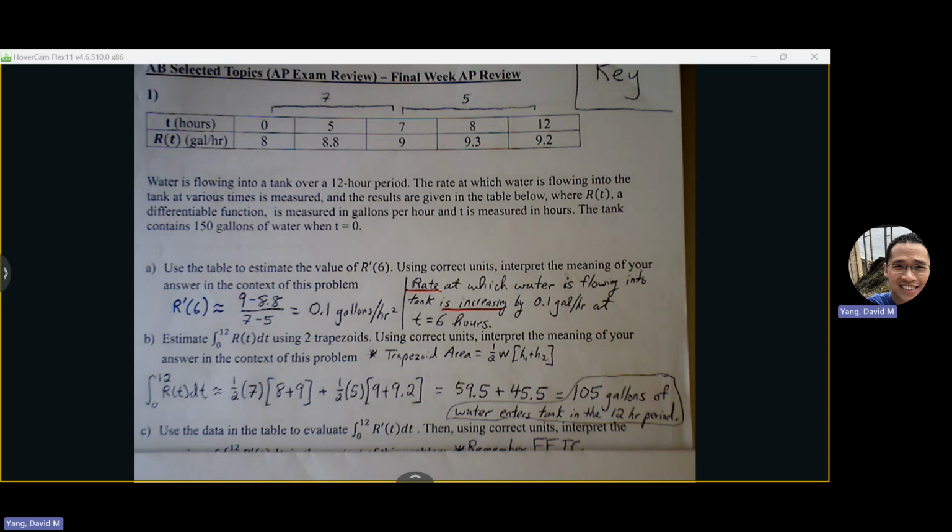So we subdivide our interval into 2 segments, from 0 to 7 and from 7 to 12. We find the width of each. We find the heights that are going to be for our formula, and then we add them together. We get 105 gallons of water into the tank in this 12-hour period.